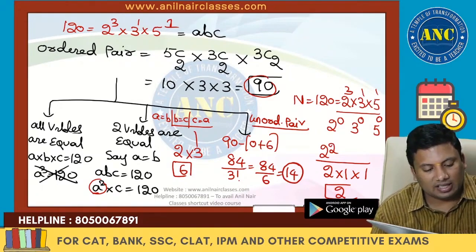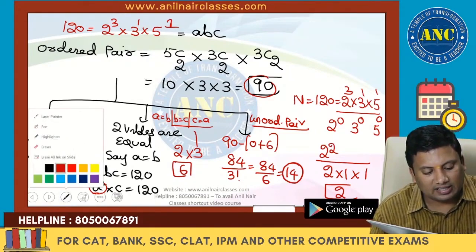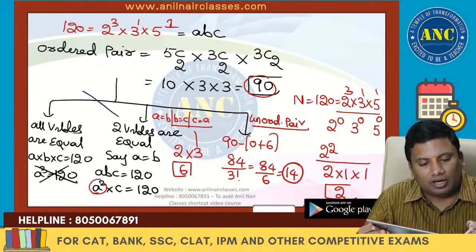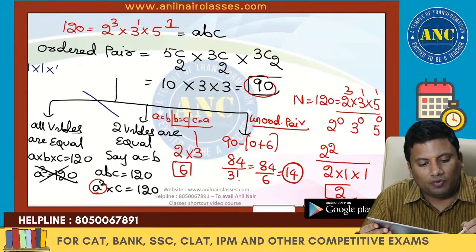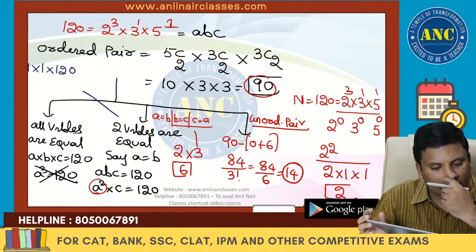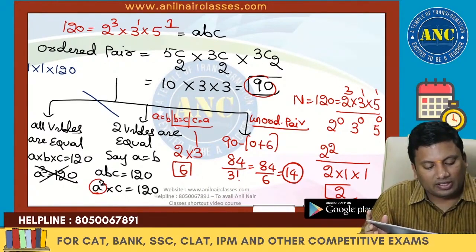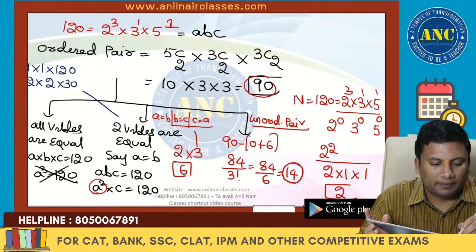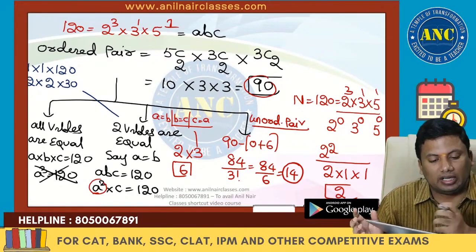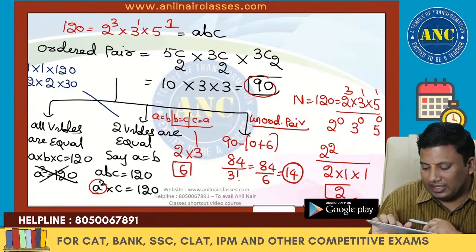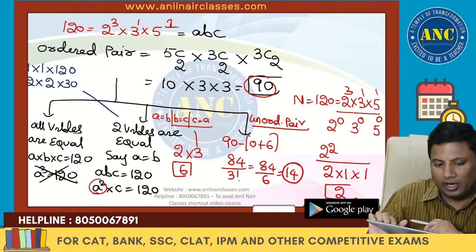What are these cases where two are equal? Let us see, in that one, is any unordered pair there? First one, 1 into 1 into 120. Am I right? A is 1. Next one, for example, 2 into 2 into 30. 2 square is 4, which is a perfect square. Any other cases? See here, 1 into 1 into 1, 1.